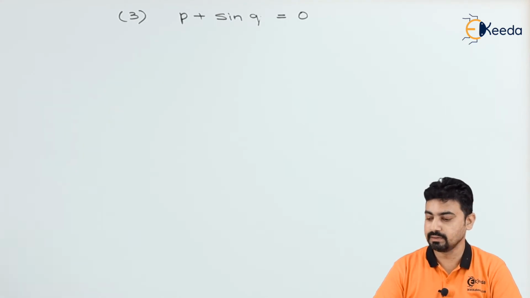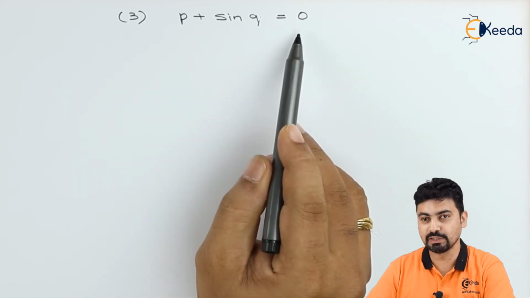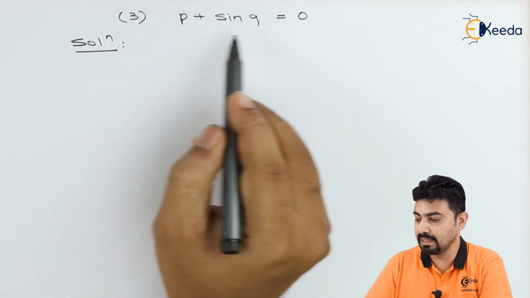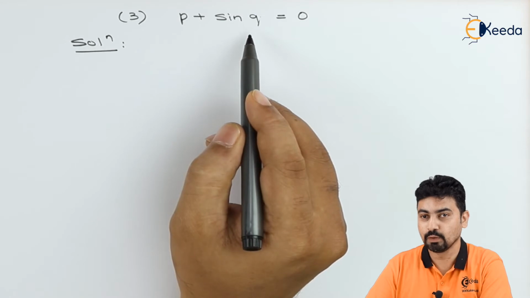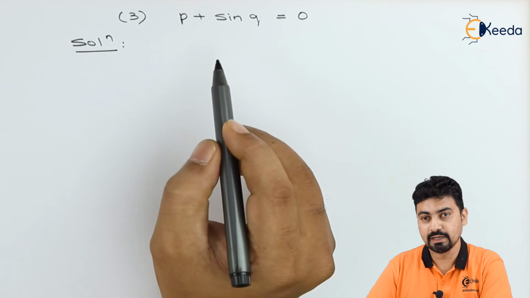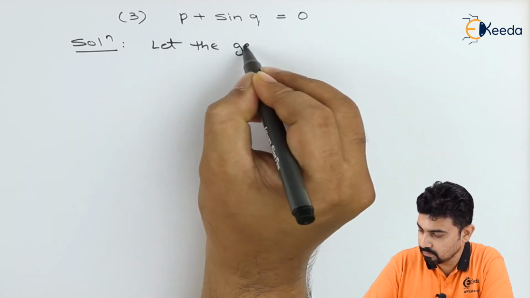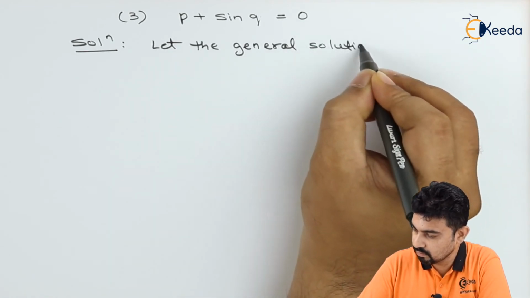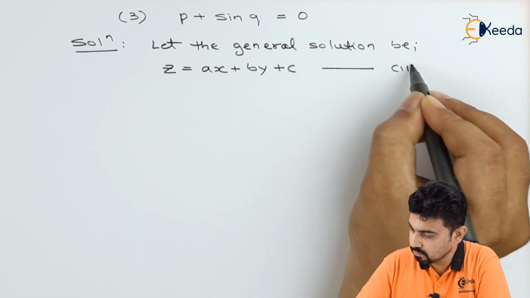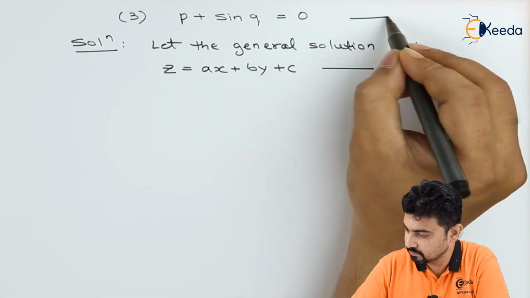The question here is p plus sine q equal to 0. Let us solve this partial differential equation. We know that by definition p and q are partial derivatives of z with respect to x and y respectively. Now, so what is our z? Here, let us assume our general solution to be our equation number 2, and the question will always be our equation number 1.